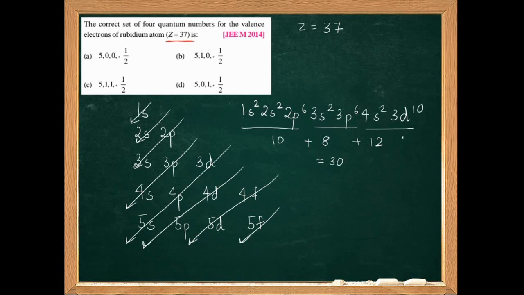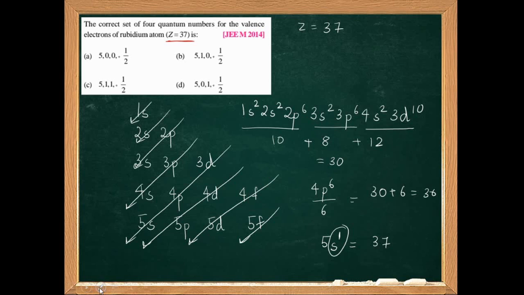So till here we have reached 30. Now we have to go further. After 3d, if I take 4p6, this will give us 6 more, so in total 30 plus 6, which is 36. After 4p, I have to go to 5s. So 5s gets one more electron because it is 37. So this gives us 37. The last electron is going into the s shell, and this is what they have asked, the valence electron.